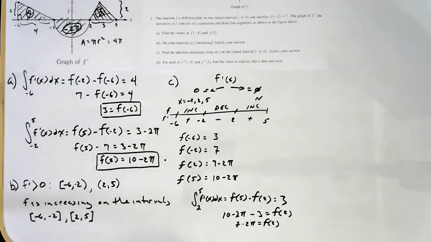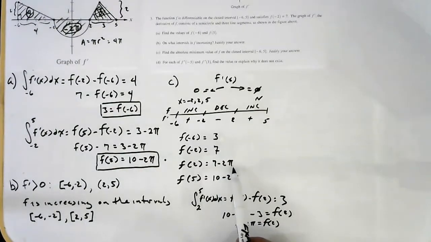So now I have the 4 points I can check. I just have to see which one's the smallest. Let's approximate here: 2 pi is 6.28. 10 minus 6.28, we already knew -2 and 7 were not an option, but that's a larger number. And so I just need to check, it's a larger number than 7 minus 2 pi, so it's not 5. 7's bigger than 3, so it's not 7. So let's just compare 3 and 7 minus 2 pi.